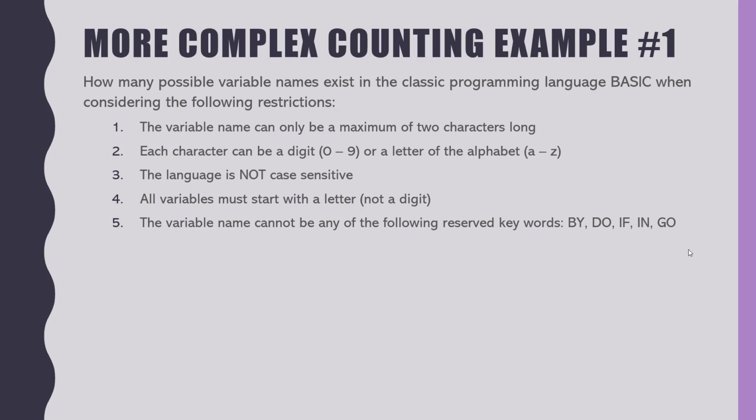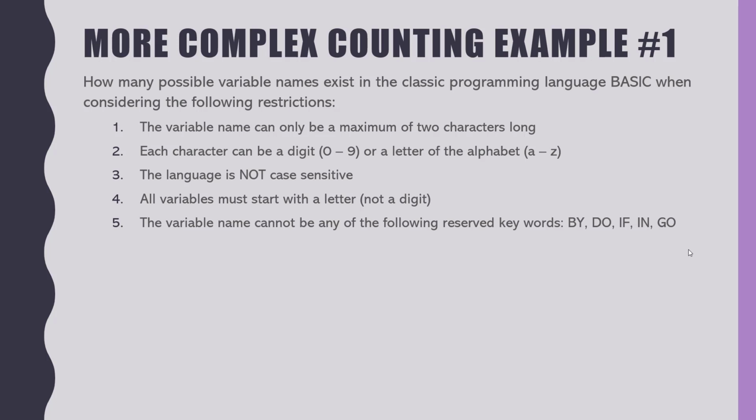Okay, here are the rules of one version of BASIC. There are lots of versions out there, but this is one of the rules of the version of BASIC. The variable name can only be a maximum of 2 characters long, right? So AB, or it can just be A or something like that. Each character can be a digit or a letter of the alphabet. Language is not case sensitive, so that means an uppercase A or a lowercase a are the same thing. All variables must start with a letter, not a digit. So you can't have 1B as a variable, but you could have B1, okay? And then the variable name cannot be any of the following reserved keywords. Those 5 words: by, do, if, and go. So you can't have a variable called go, right?